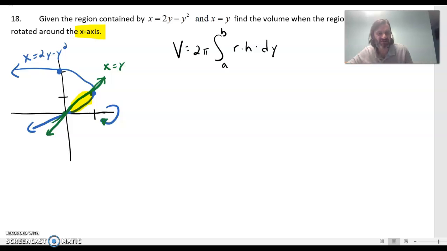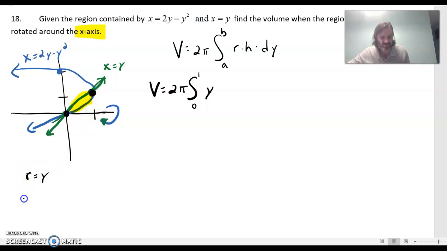So let's see if we can write this up. So volume equals 2 pi. So everything's got to be in terms of y. So the y range here is from 0 to 1. That's where it hits out here at the vertex and back at the origin. The radius is going to be y, that is from the line of rotation out, and if you plug a y value in, you'll get a height.